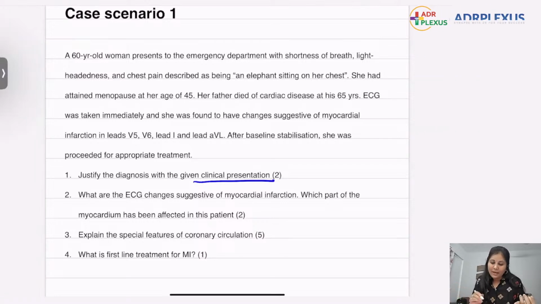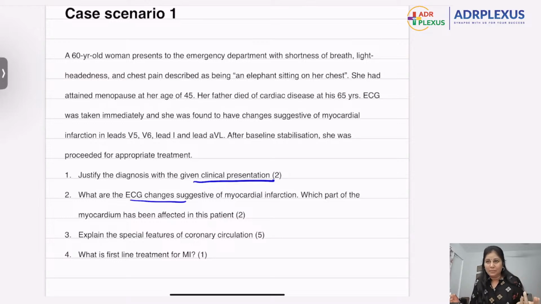The second part is actually only if you have read ECG and MI, you will be able to decode. You should know what the ECG changes suggestive of MI are, and they have given certain leads, right? V5, V6, lead 1 and AVL. Now what is that suggesting? Which area is actually affected in the heart? And the third part is a direct core physiology question. The last one is an applied thing.